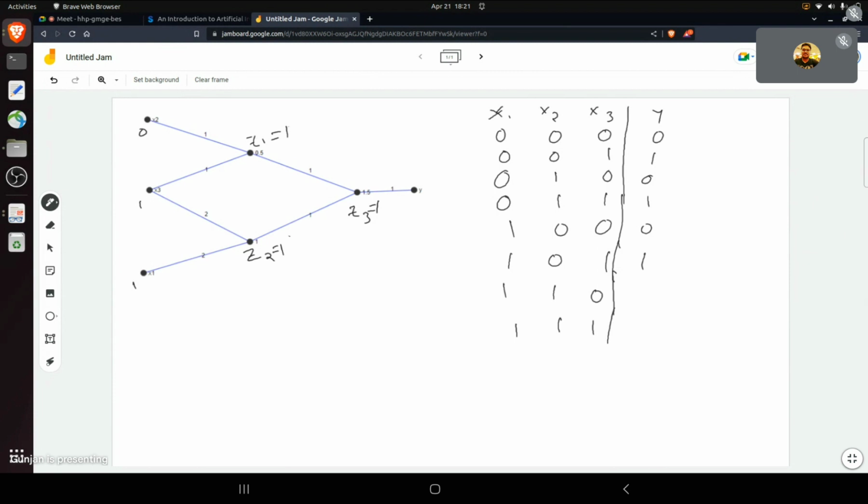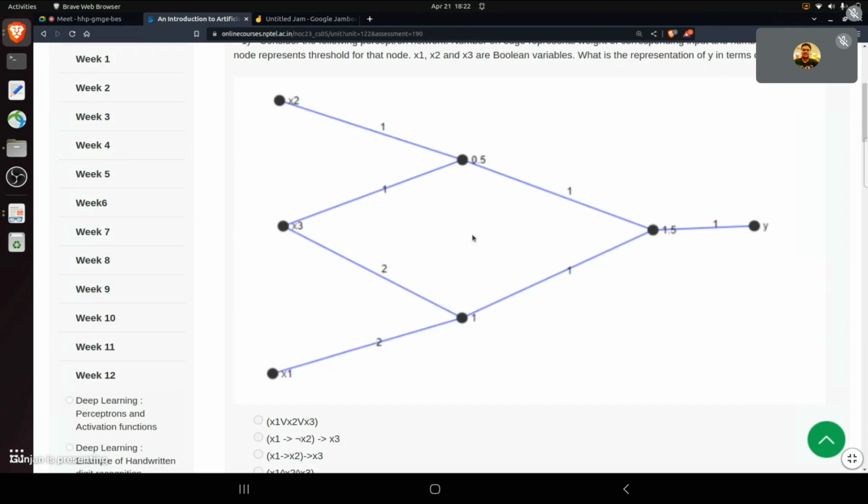So for 1 1 0, this is 1, and this is 0. We get z2 as 1, z1 as 1, and z3 as 1, and y as 1, right? And for 1 1 1, we will also get this as 1. Okay. So x1 or x2 or x3 is out of the table because when x1 is 1, we don't see the activation as 1.